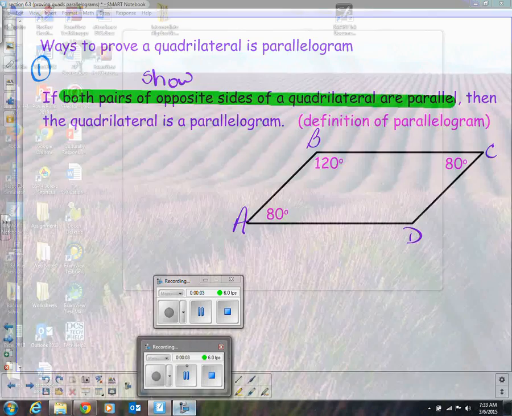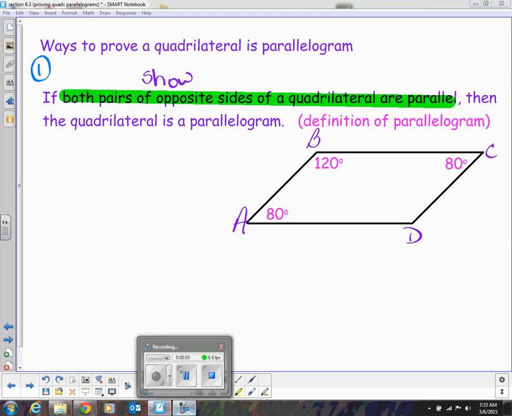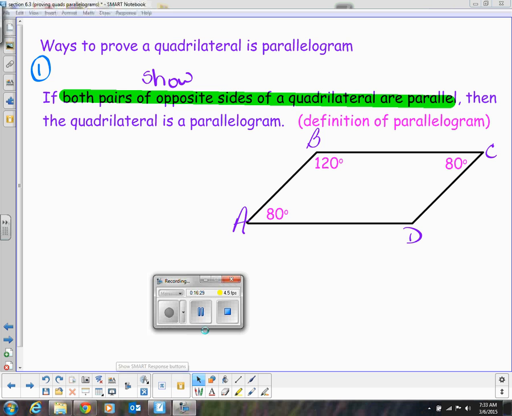Can I pause it? Seriously? No, I can pause it.